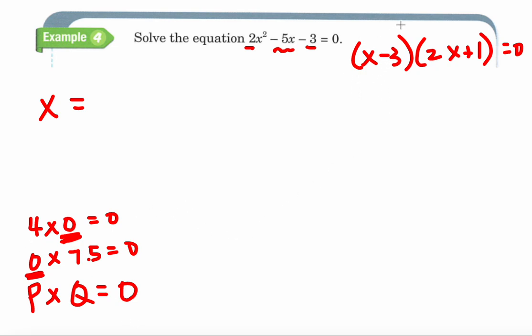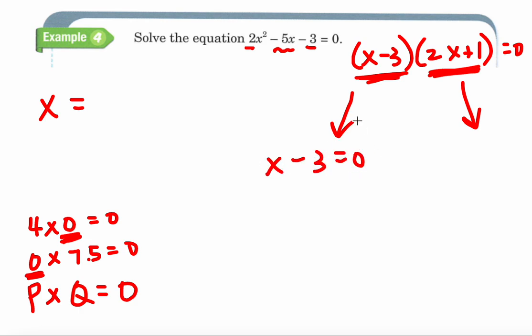And guess what? You have two factors here. You have two quantities that are being multiplied together. There's technically a multiplication sign between these two. So the trick here is to set each of these equal to 0.